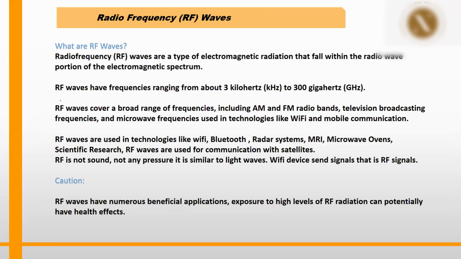RF waves are used in technology like Wi-Fi, Bluetooth, radar systems, MRI, microwave ovens, and scientific research. RF waves are used for communication with satellites as well. RF is not sound, not any pressure. It is similar to light waves. A Wi-Fi device sends signals, that is RF signals. RF waves have numerous beneficial applications. Exposure to a high level of RF radiation can potentially have health effects, but not too much.